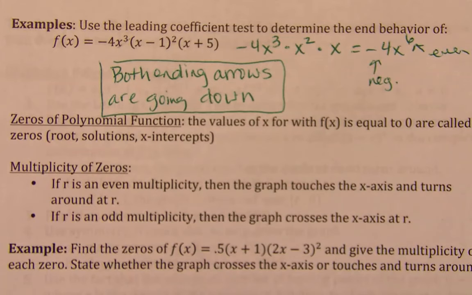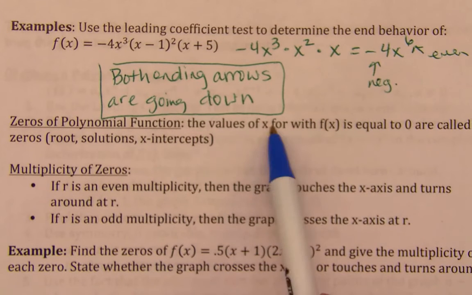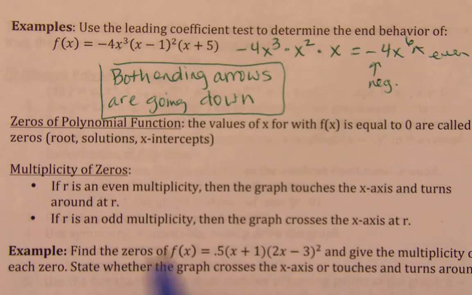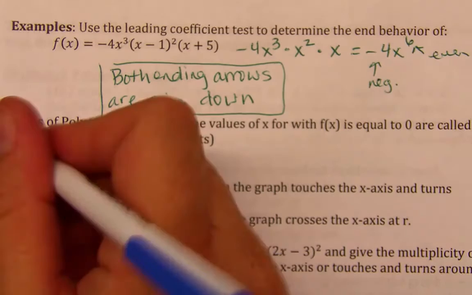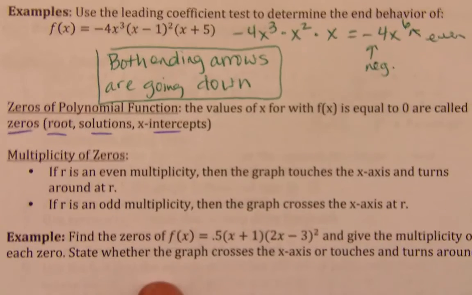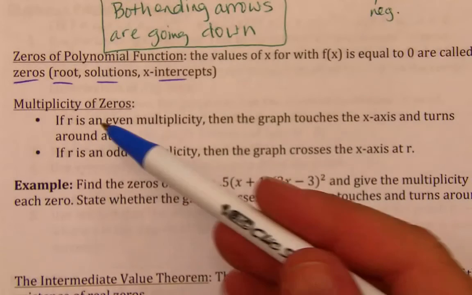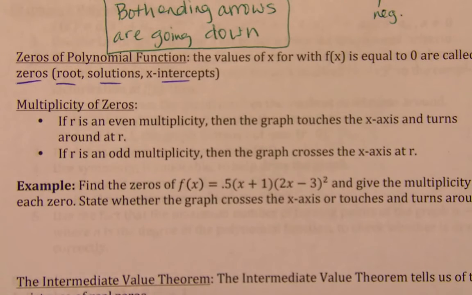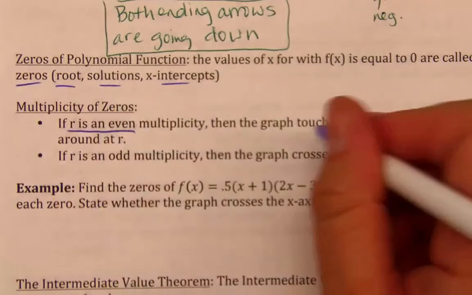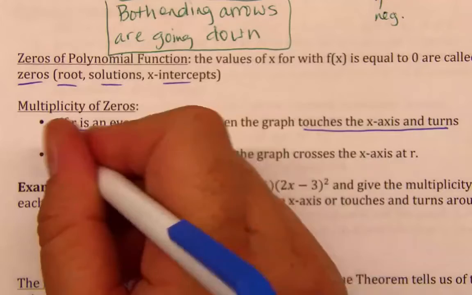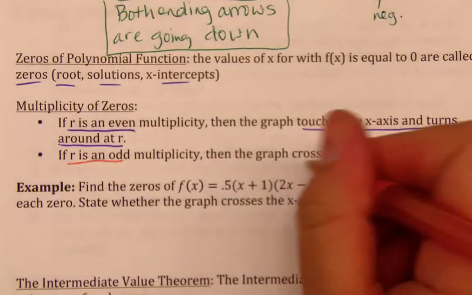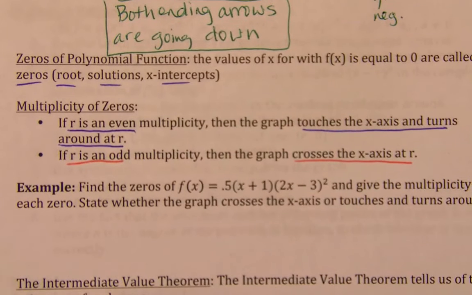Now we can talk about the zeros of a polynomial function. The values for x where f of x is equal to 0 are called the zeros. A lot of times we have other terms we use: zeros, roots, solutions, x-intercepts. Those all are really referring to the same thing. Now we can talk about the multiplicity of zeros, meaning the number of copies of a zero. And if our multiplicity is even, then the graph touches the x-axis and turns around at that value. If our r value is odd, then the graph crosses the x-axis at r.